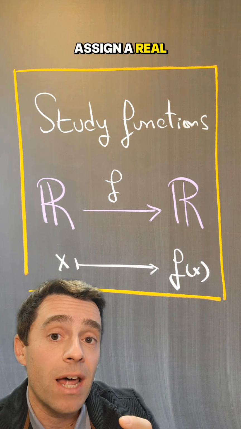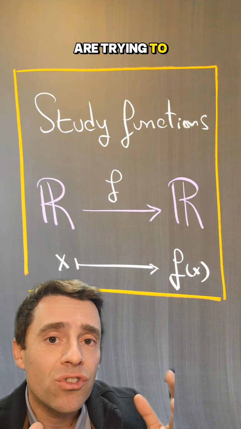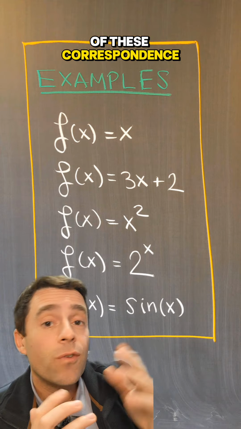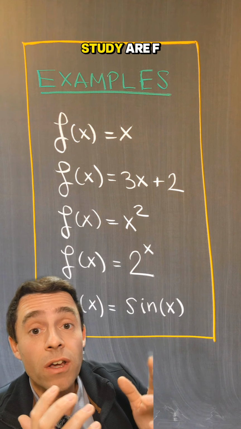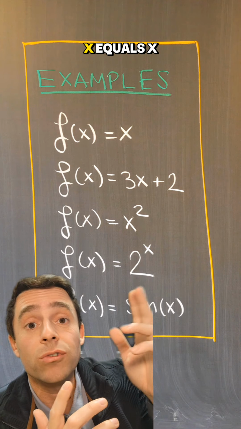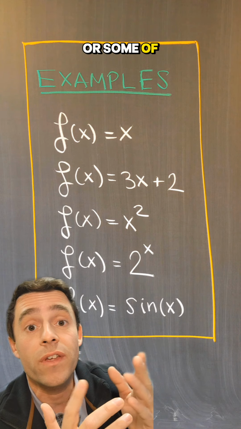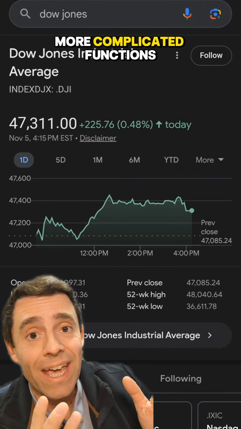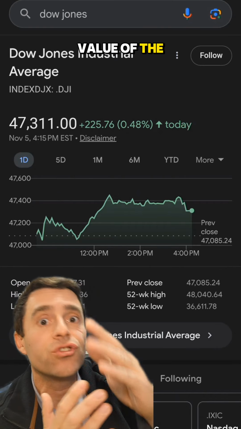We assign a real number f of x, and now we're trying to understand the properties of this function, of this correspondence. For example, some of the basic functions we study are f of x equals x, or f of x equals x squared, 2 to the x, or some of the trigonometric functions. But of course, the goal is to study much more complicated functions, such as the value of the stock market over time.